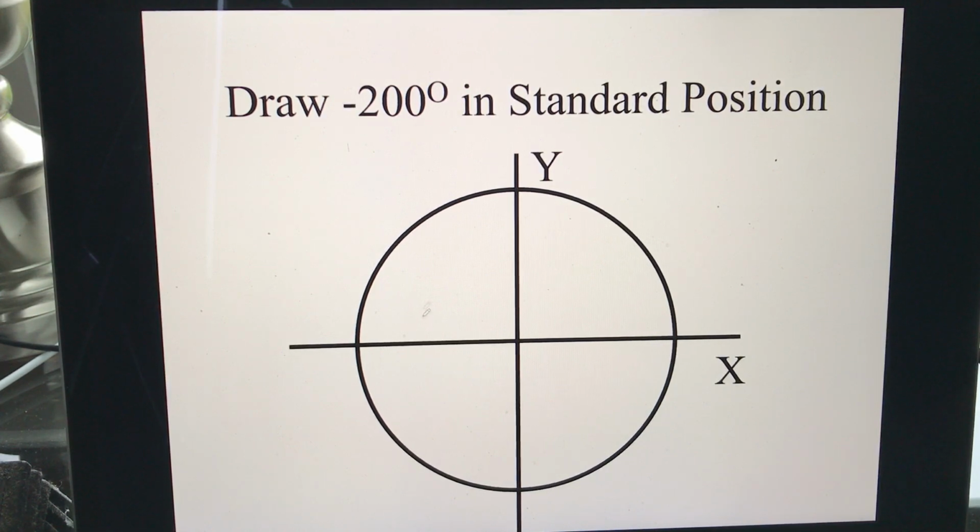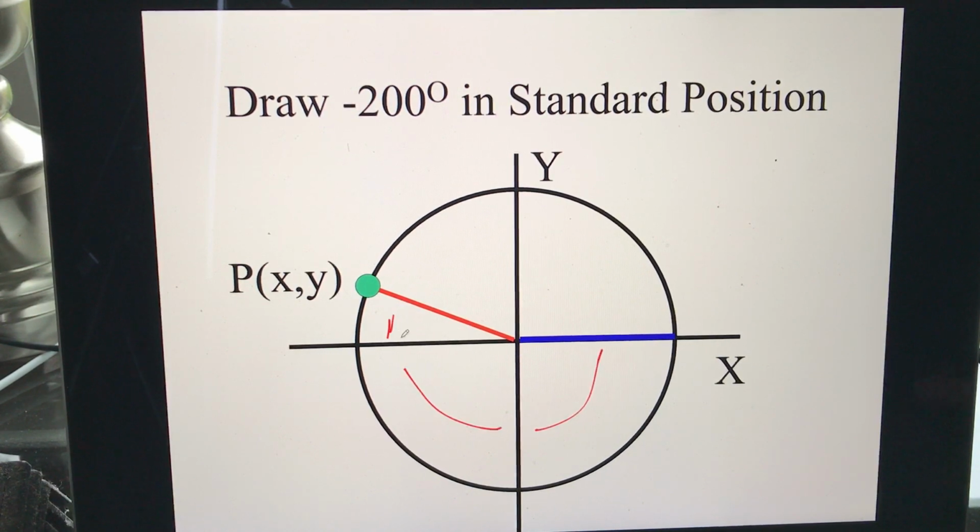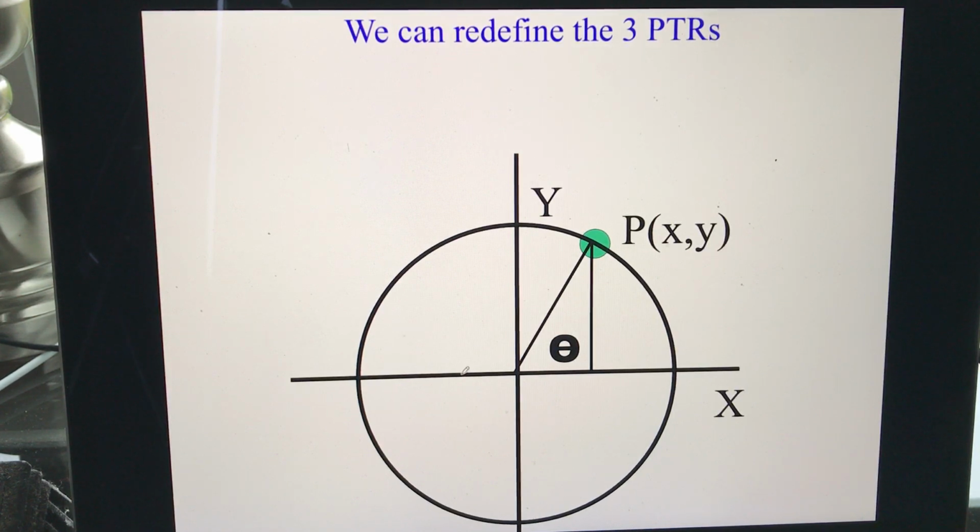If I had a negative 200, it just means we go the other direction. So negative 90, negative 180, and then maybe hit negative 200 there. Now for these, we can redefine the three primary trig ratios.